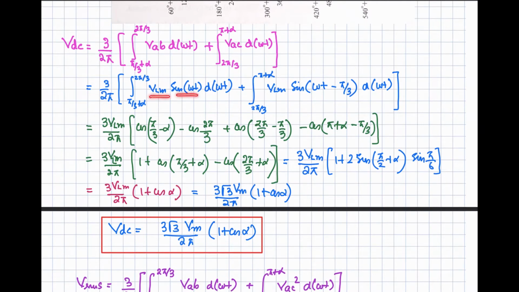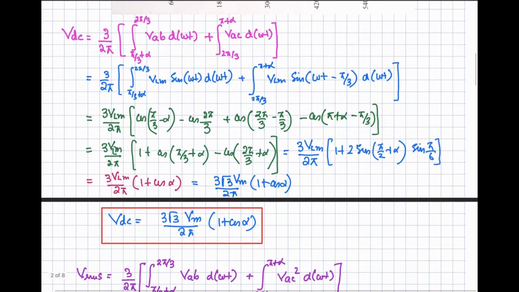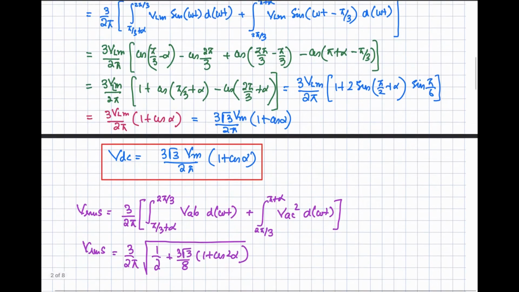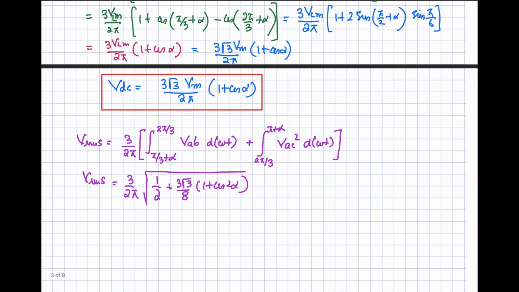Now if you take the expressions of VAB and VAC that we have previously seen, VAB is equal to VLM into sine of omega t, and VAC will be equal to VLM sine of omega t minus pi by 3. If you go through these simple mathematical steps and trigonometric identities, finally you will get the VDC for your half control rectifier given by this expression, right. And for the RMS value, you will have to take the square of this one, and then take the square root.